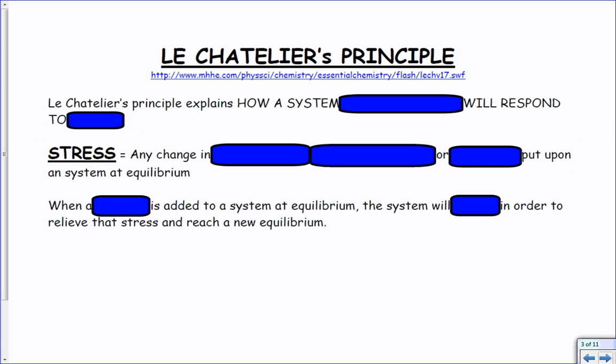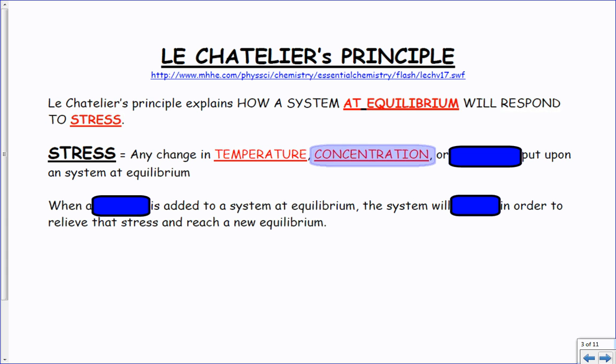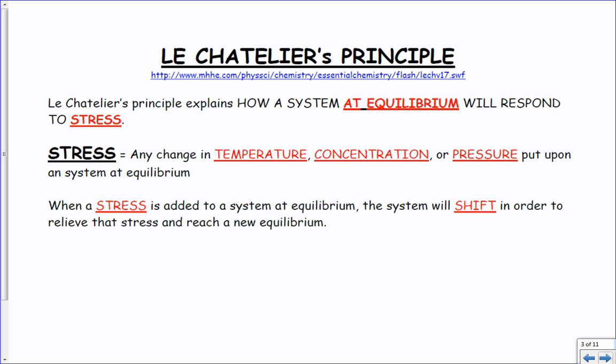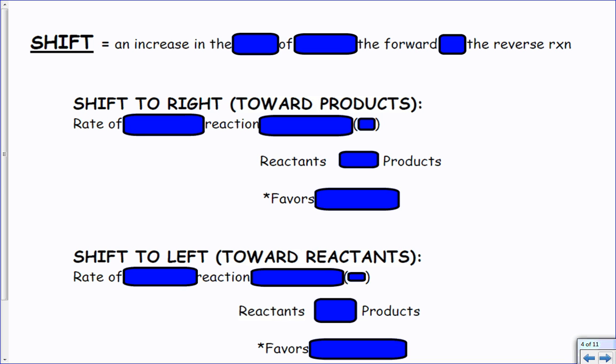So, Le Chatelier says how a system in equilibrium will respond to a specific stress. Now let's define stress, because this isn't, oh my gosh, I have a test tomorrow stress. This is me changing the temperature or the concentration or putting pressure on a system. Of course, pressure only goes for gases. When a stress is added to the system, there will be a shift in that equilibrium to relieve the stress and form a new equilibrium.